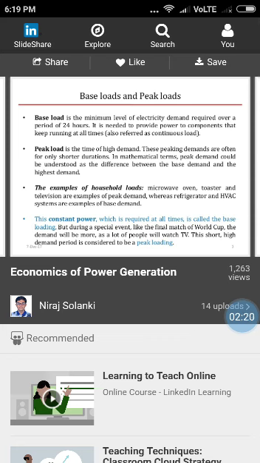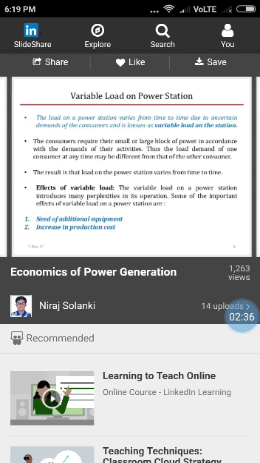But during a special event like the final match of the World Cup, the demand will be more, as a lot of people will watch TV. This short, high demand period is considered to be a peak loading.